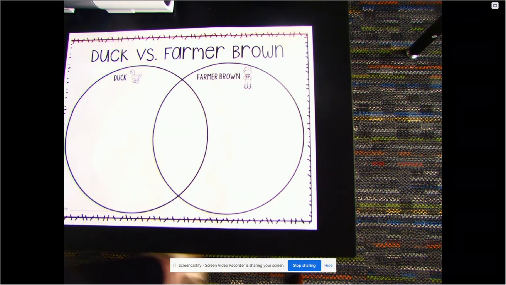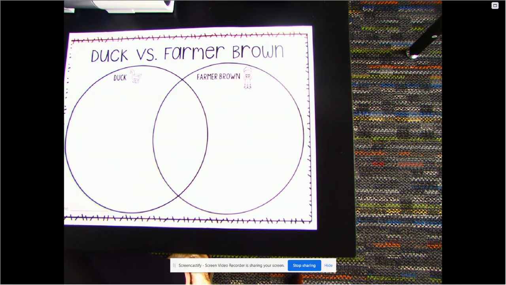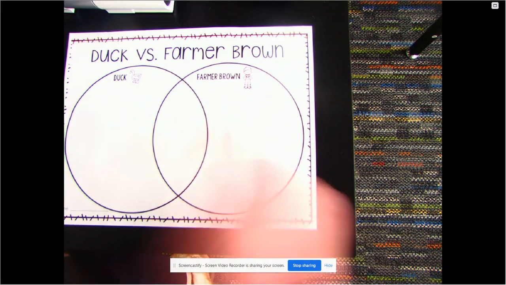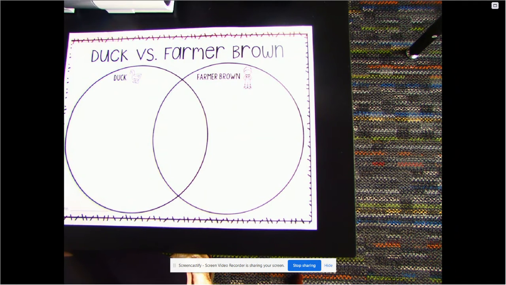And now we are going to be working on a Venn diagram. Some of you may have never seen a Venn diagram before. I know we haven't talked about it in school here, but this is called a Venn diagram. Basically, it's two circles overlapping each other. And this helps us compare two things and also see how they're different.